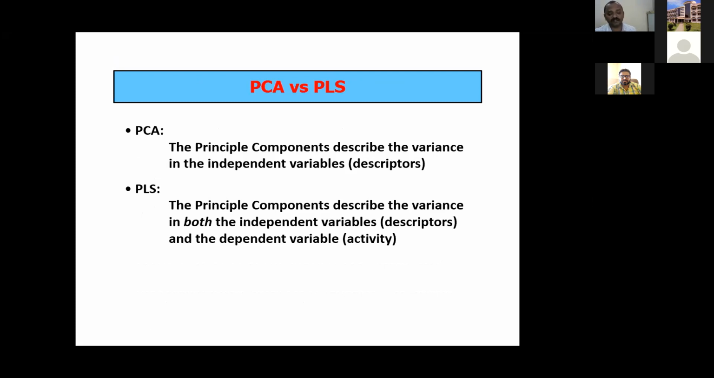Whereas in the case of PLS, the principal components describe the variance in both the independent variables as well as the dependent variables. The dependent variable is the activity, and the independent variables are the descriptors, that means your fields. So definitely PLS is a better version. That is what has been adopted in the software package called Sybyl. Sybyl was developed and implemented with COMFA and COMSIA, and with that the Sybyl software became very famous.